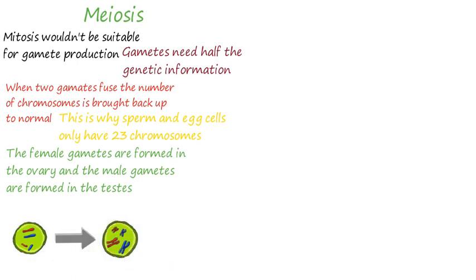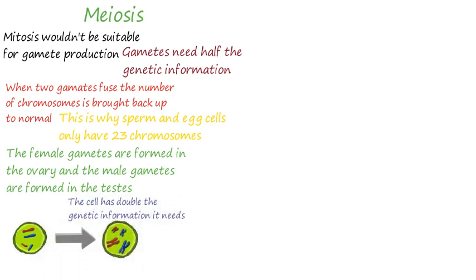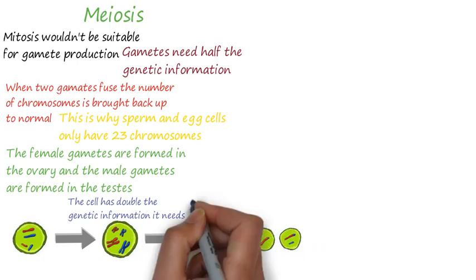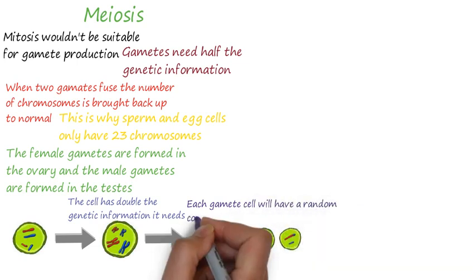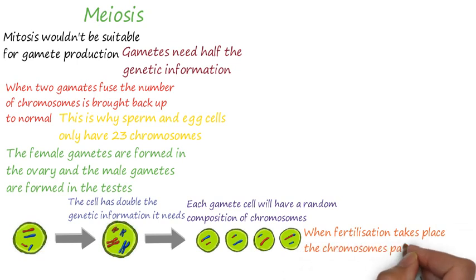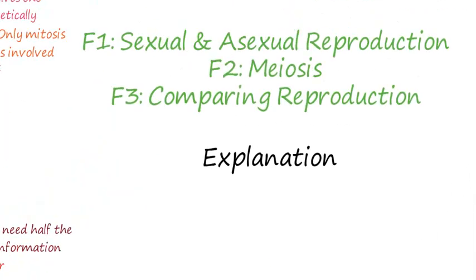In meiosis, the chromosomes are first of all replicated. This means that each chromatid is replicated, and the cells have double the genetic information it needs. The cell will then undergo two divisions to form 4 different gamete cells. Each gamete cell will have a random composition of genetics, and this is what first introduces variation. When fertilisation takes place, the chromosomes pair up and form the usual 23 pairs that we would expect. Each pair will have one chromatid from the father and one from the mother.